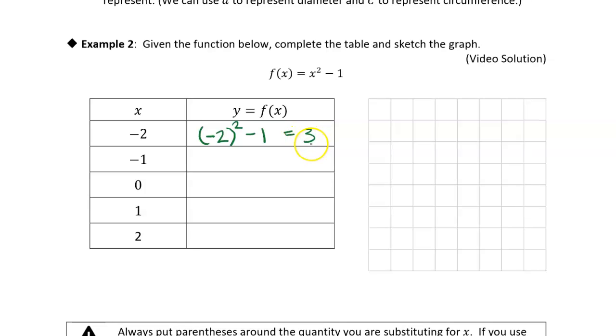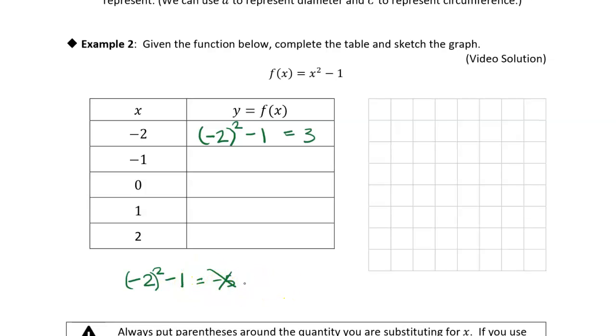And the reason you have to be careful about that is because if you put this in your calculator, let's say you type into your calculator minus 2 squared minus 1. You could try it. See what happens. It's going to give you minus 5, which would be wrong, because your calculator thinks that you just want to square 2, but you actually want to square the whole value of x.